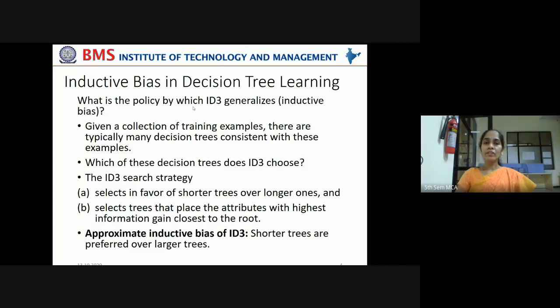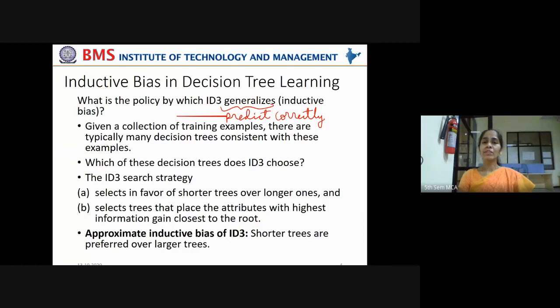Now, what is the policy by which ID3 generalizes? Generalizes means what? What is the meaning of generalization? Predict something correctly. Okay, so these terms will be used frequently hereafter. So you should not have any doubt about those small terms that are used while explaining. You should be very clear about those terms, right?